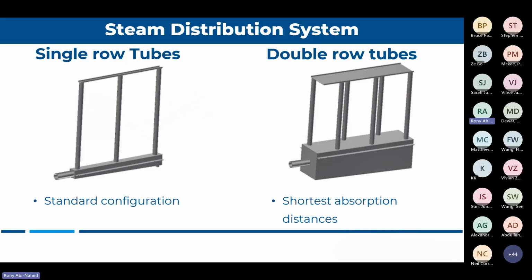Most of the time, if your absorption distance is very small, you may get a grid with double row tubes. So you have 2 rows of tubes, because as I said, the only way to minimize the absorption distance is really to add more tubes to it.